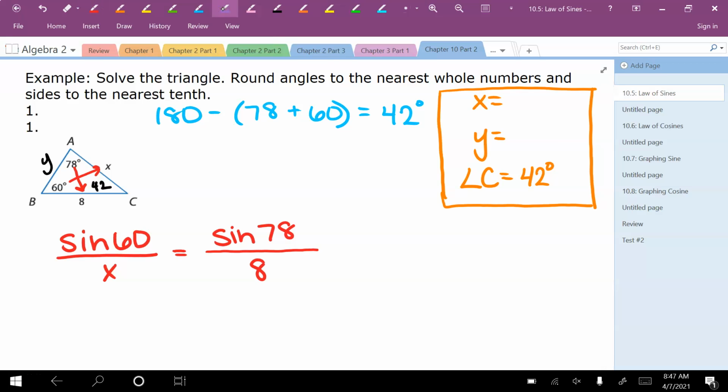At this point, we're going to cross multiply. This is also, like in the past, what I've heard students call the butterfly method. So I'm going to take that sine of 60 times 8 and sine of 78 times x. We're going to cross multiply here. So now it's going to say x times the sine of 78 is equal to 8 times the sine of 60.